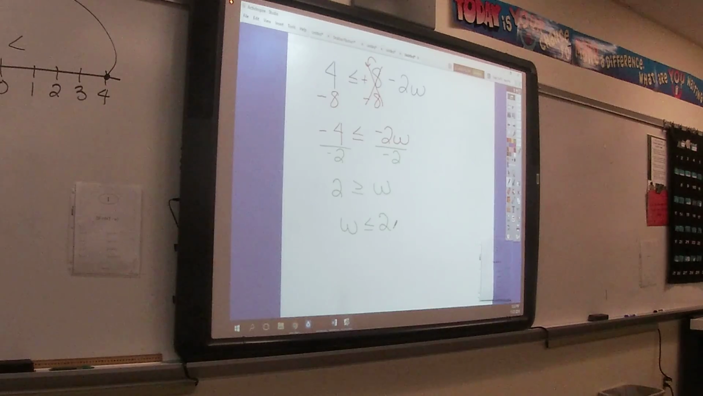Now, sometimes you don't have to flip it at all. Sometimes you have to flip it 3 times in one problem. Okay, it's just knowing when we do and when we do not flip the sign. Questions over any of that?